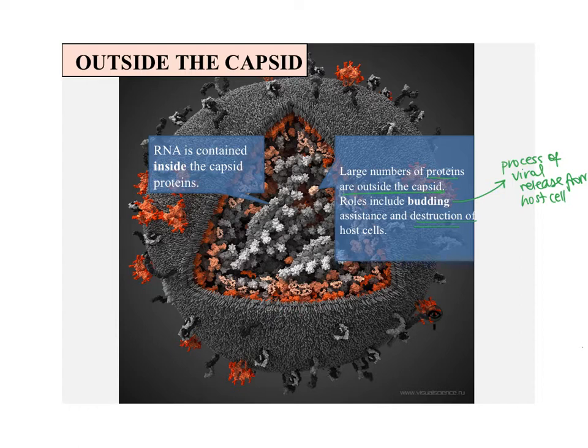And the RNA, okay, the genetic material of HIV, so HIV genetics are RNA, so not DNA, they're contained inside the capsid, inside those capsomeres, that structure that's made by those capsomeres.